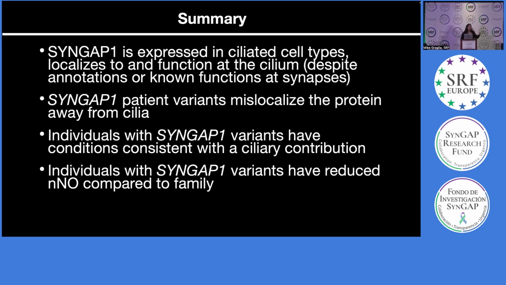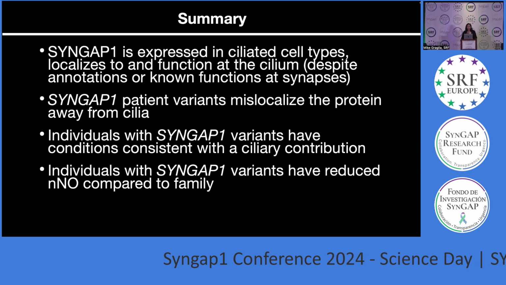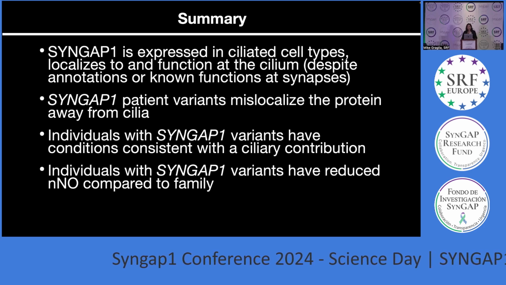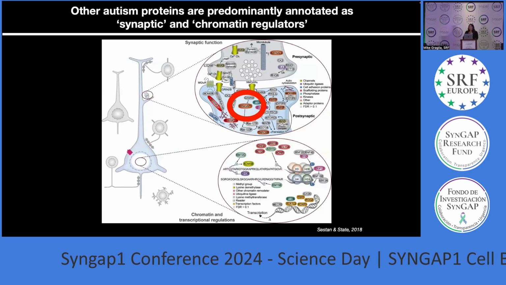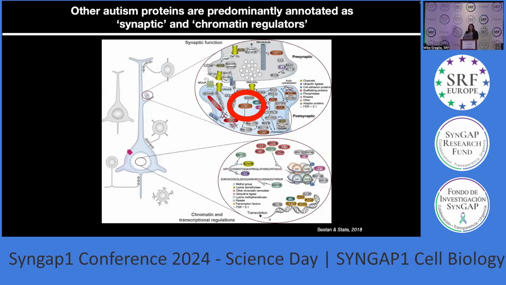And so just to wrap up this talk, we know that SYNGAP1 is expressed in ciliated cell types. It localizes to and functions at the cilium, despite annotations or known function at the synapses. We know that SYNGAP1 patient variants mislocalize the protein away from the cilium, that individuals with SYNGAP1 variants have conditions that are consistent with a ciliary contribution, and that individuals with SYNGAP1 variants have reduced nasal nitric oxide compared to family.